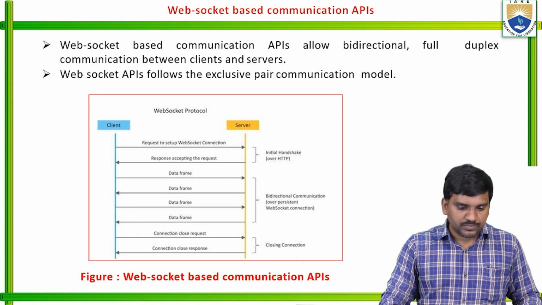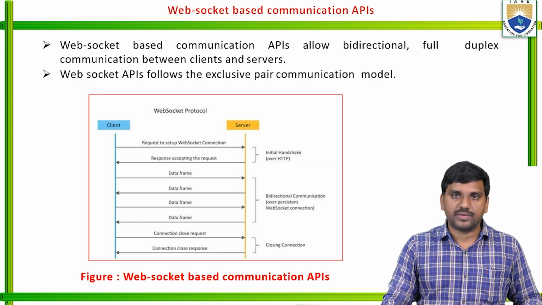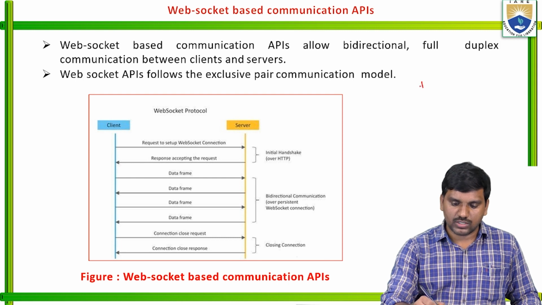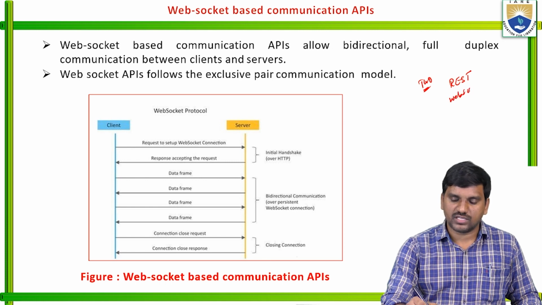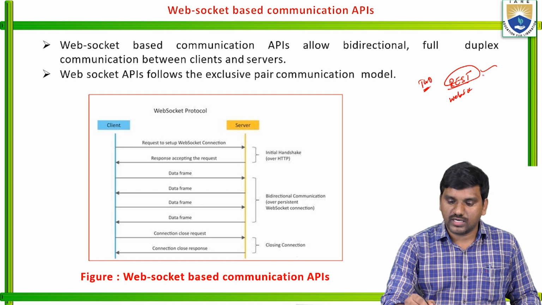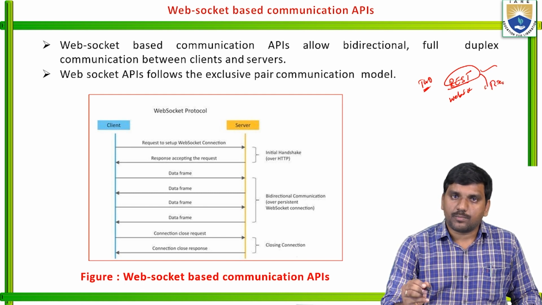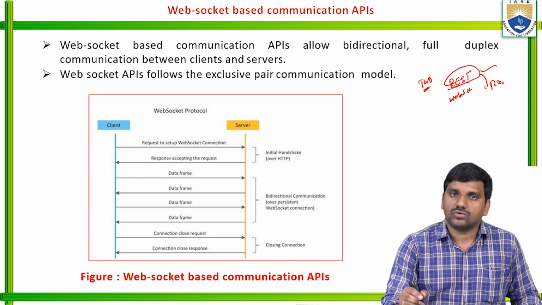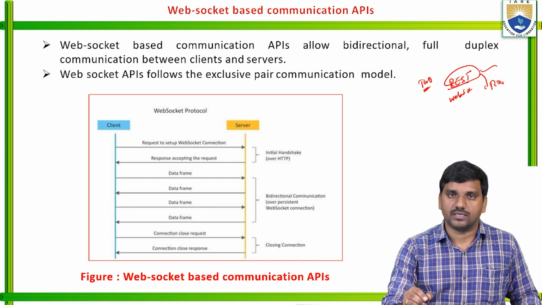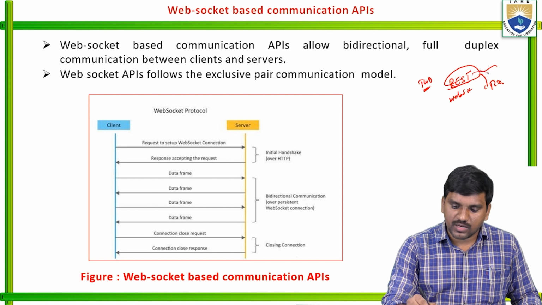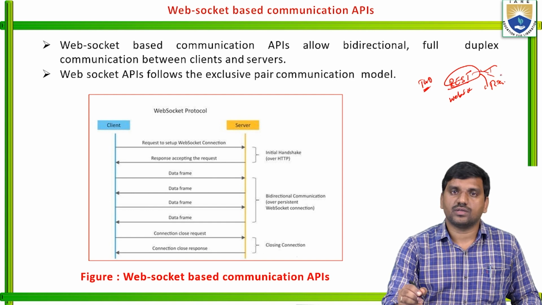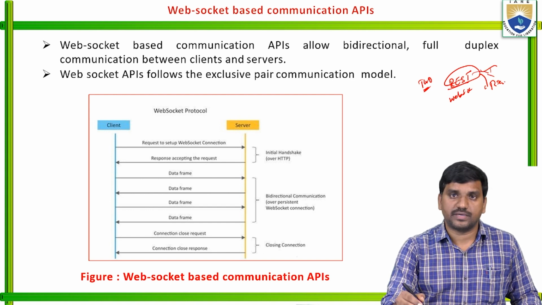Next, move on to the WebSocket based communication APIs. We have two types of APIs: REST based communication APIs and WebSocket communication APIs. REST based communication APIs we already covered. It follows the request response communication model. Every communication API follows a particular communication model. For example, REST based communication APIs follow the request response communication model.